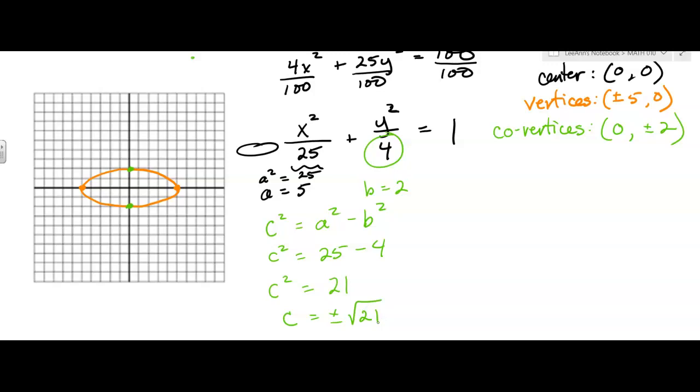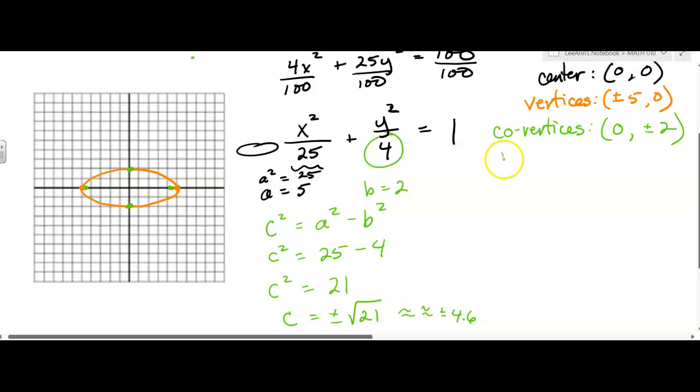Now, if we want to graph those, approximately where is that? Well, I have to figure out what the square root of 21 is, and I need a calculator for that. So square root of 21, it's about 4.6, and it's plus or minus. So 4.6 is going to be like right in there for those foci. A lot of times the foci are very close to the vertices, but not always. So it just depends on the shape of the ellipse.